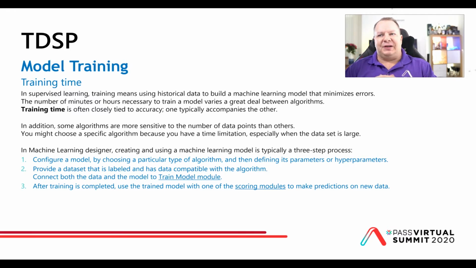So we're going to have a 3-step process. We're going to choose a particular algorithm that we want to use, and we're going to define the various parameters or hyperparameters for it. We're going to provide a data set and label that data set and make sure that it's a fully compatible data set for that algorithm. And then we're going to connect that to the train model module. We're going to show you some examples of this in the machine learning service in an upcoming demo.